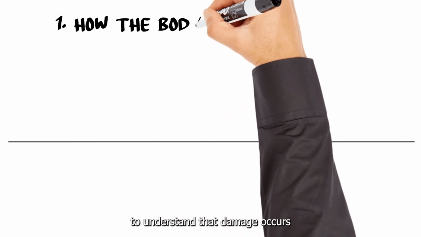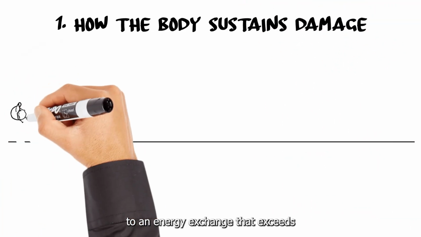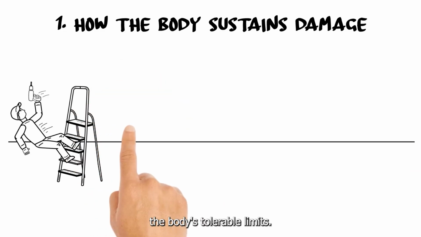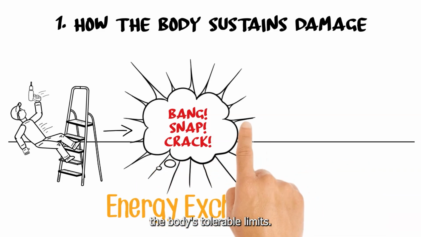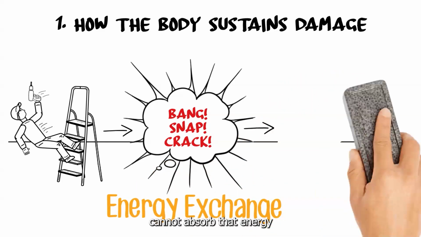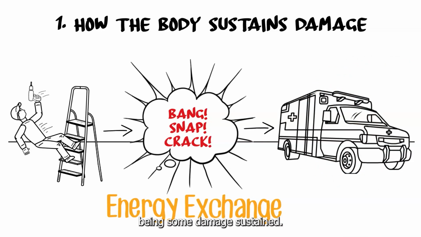Firstly, it's important to understand that damage occurs when the body is exposed to an energy exchange that exceeds the body's tolerable limits. This means the body cannot absorb that energy without there being some damage sustained.